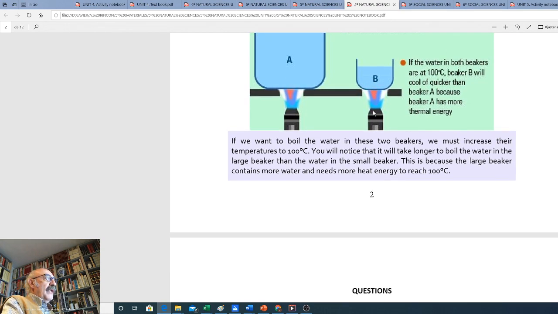If we want to boil the water in these two beakers, we must increase the temperature to 100 Celsius degrees. You will notice that it will take longer to boil the water in the large beaker than the water in the small beaker. This is because the large beaker contains more water and needs more heat energy to reach 100 Celsius degrees.